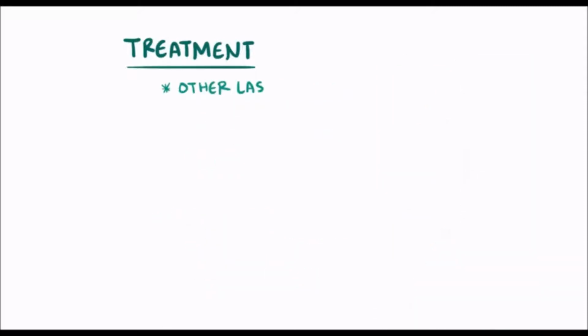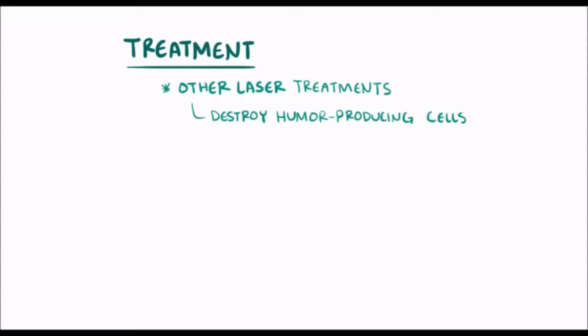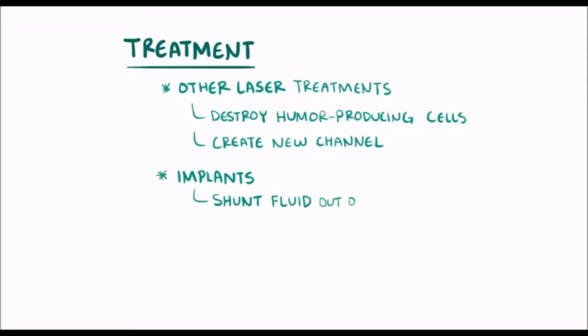And there are also other laser treatments. For example, ones that destroy the humor-producing cells, which reduces the production of the fluid. And in serious cases, sometimes they can be used to create a new channel through which the aqueous humor can be drained out. And finally, there are implants that shunt fluid out of the anterior chamber by bypassing the trabecular meshwork and collecting system.